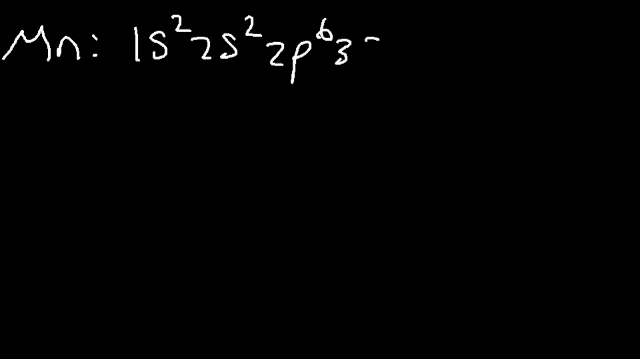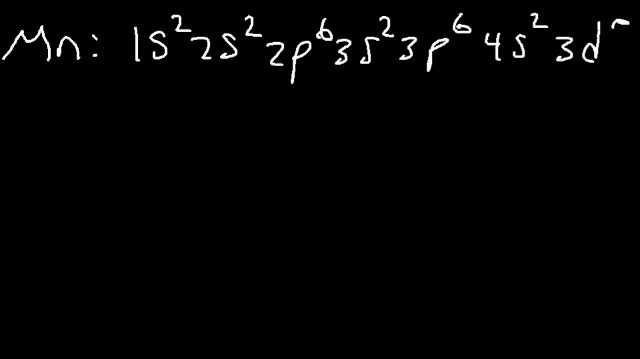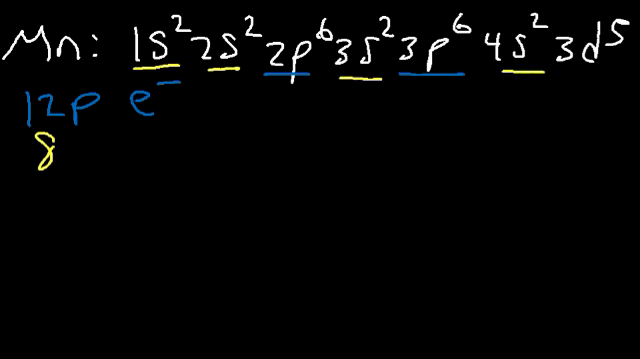So now let's go back to manganese, which we said the electron configuration was 1s2, 2s2, 2p6, 3s2, 3p6, 4s2, 3d5. So how many p electrons are in manganese? Looking at the electron configuration, we see that there's 2p6 and 3p6. So manganese has 12 p electrons. How many s electrons does it have? 2, 4, 6, 8. So it has 8 s electrons. And how many d electrons does it have? It only has 5 d electrons.